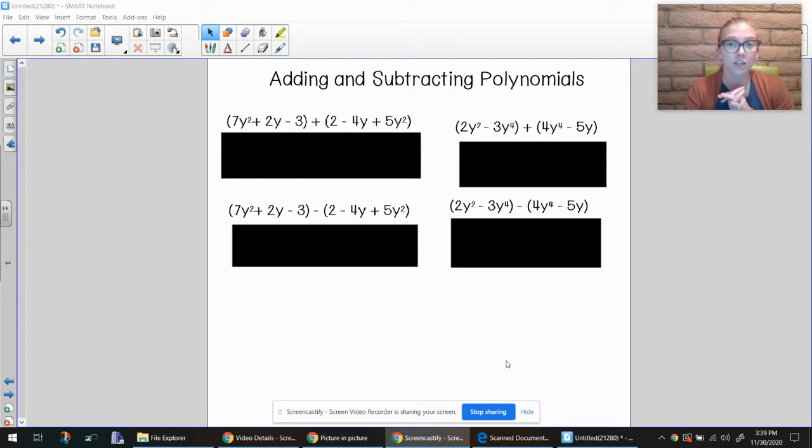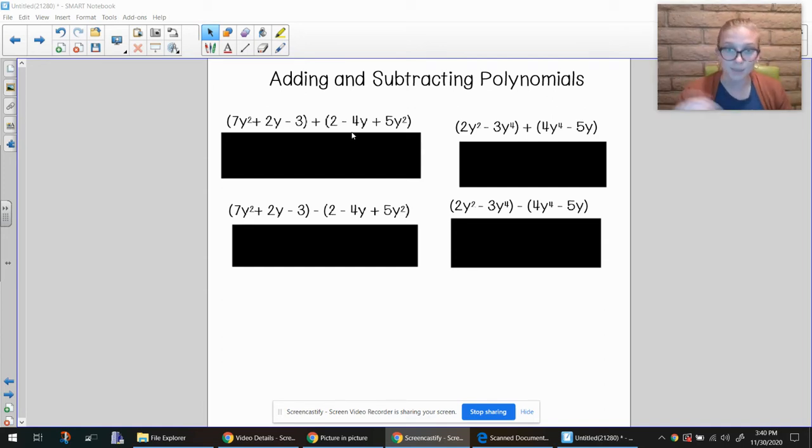We're going to take two trinomials in the first example and two binomials in the second example, and we're going to add and subtract them by combining like terms. Let's get started. So first I have 7y squared plus 2y minus 3. That's my first polynomial. Plus 2 minus 4y plus 5y squared. That's my second polynomial. And you can tell that these are different polynomials because the parentheses show you each polynomial.